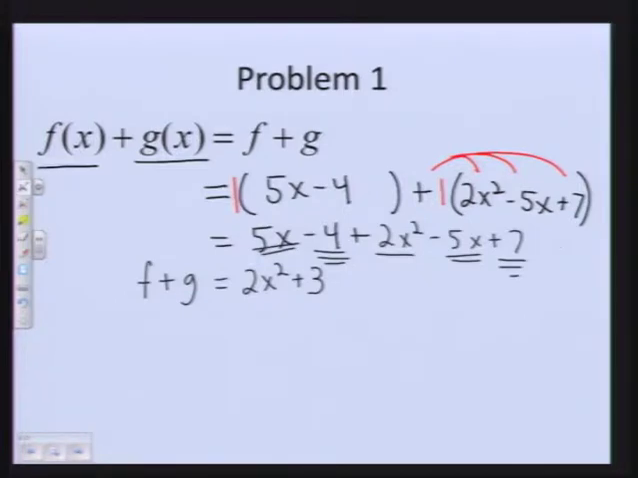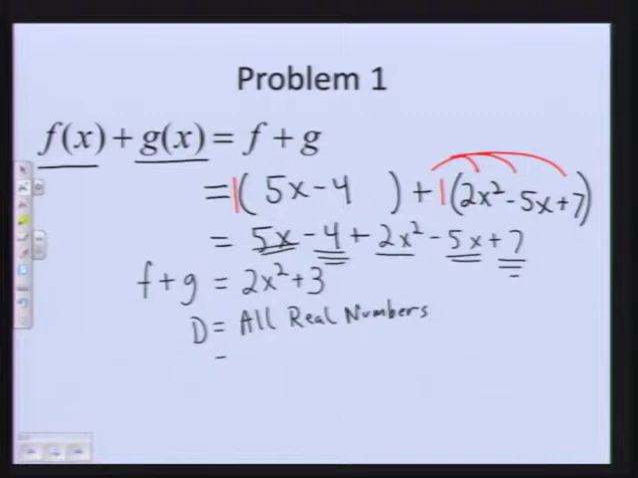Now, one of the things, as I mentioned earlier, we need to be concerned about is domain. There are two areas that we are concerned about domain. One is if the variable is in the denominator. Well, in this case, we have no variable in the denominator. Our domain always starts out as all real numbers. And if we have a variable in the denominator, we have to exclude values. Well, in this case, there is nothing to exclude, so our domain is all real numbers.